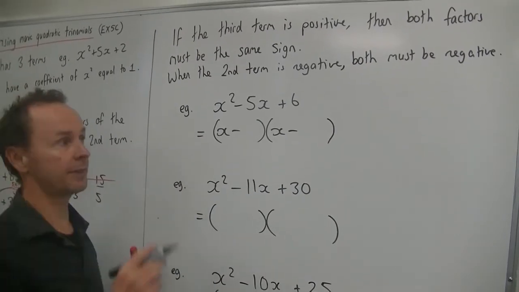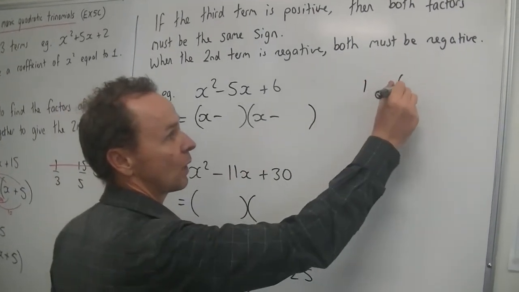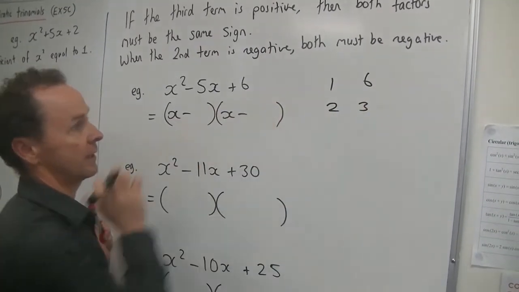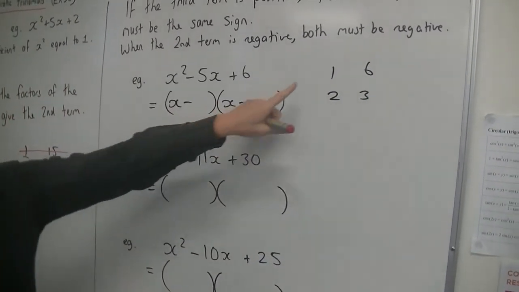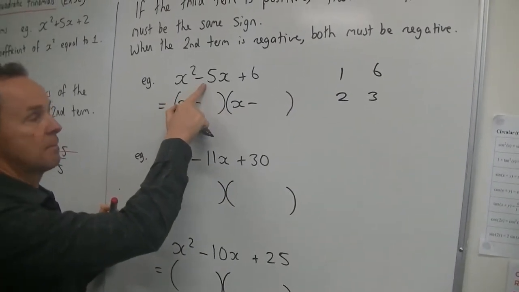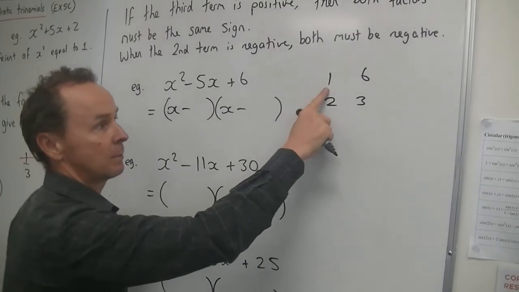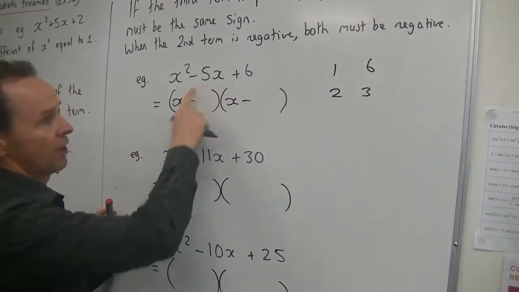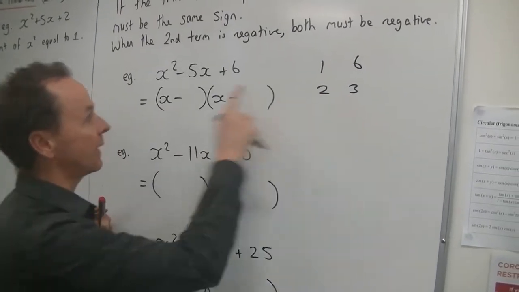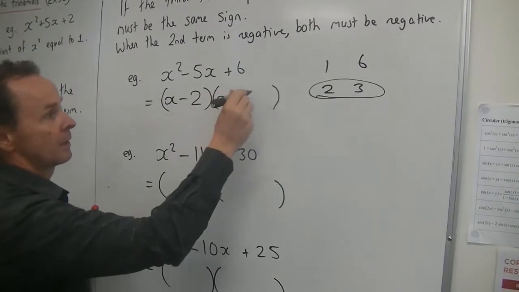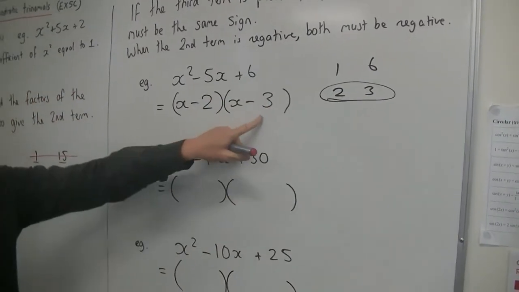And now again, I think mentally in my head, this is what I'm thinking. 1 and 6, 1 times 6 is 6, or 2 times 3 is 6. Now I have to find out which combination of these two are going to add together to give me 5, or in this case, minus 5. But they're both negative numbers, so negative 1 and negative 6 gives me negative 7. That's not 5, but negative 2 and negative 3 are going to give me negative 5. So I know my combination is 2 and 3. So I can put a 2 in there and a 3 in there.